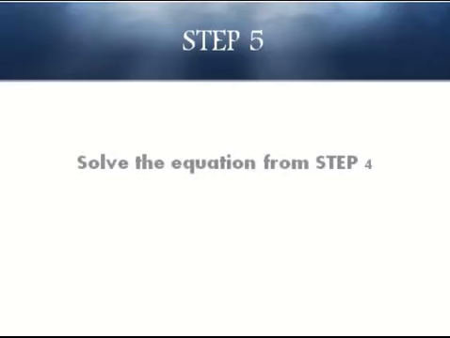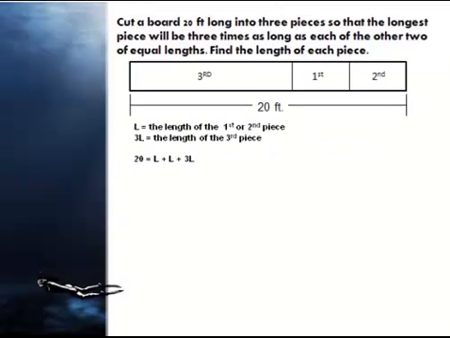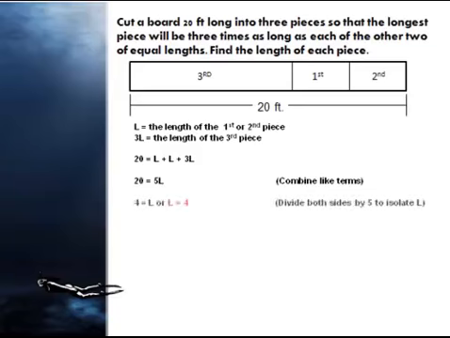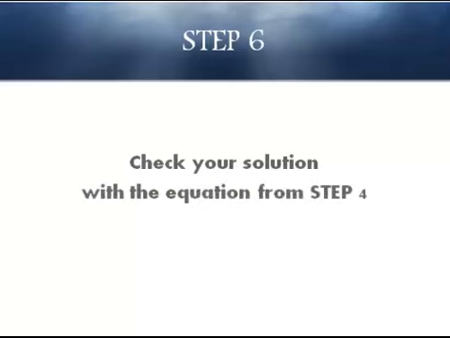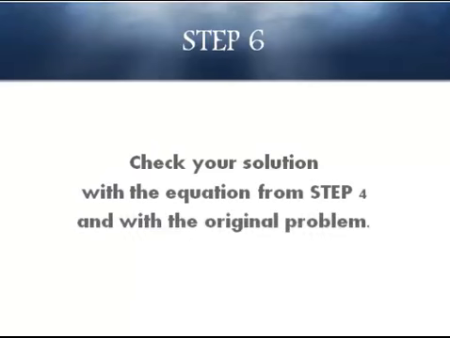Step 5. Solve the equation from step 4. So here's what we know so far and the equation from step 4. To solve the equation, we will first combine the like terms and get 5L. Then we'll divide both sides by 5 to isolate L, and since 20 divided by 5 equals 4, L equals 4. Step 6. Check your solution with the equation from step 4 and with the original problem.